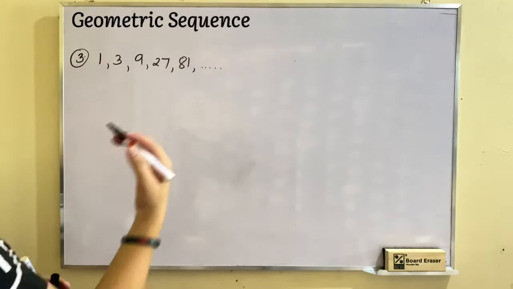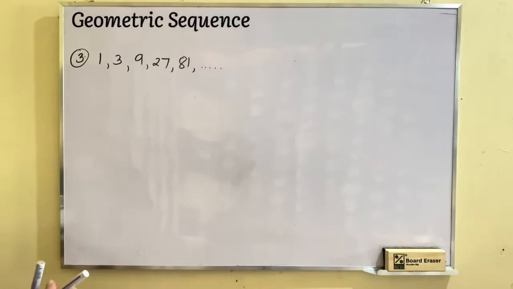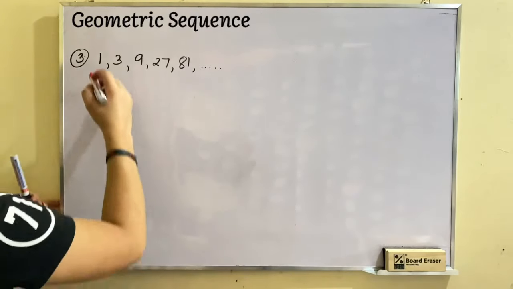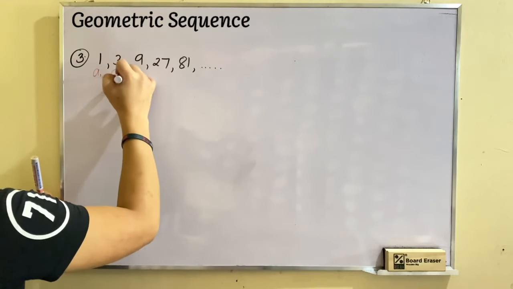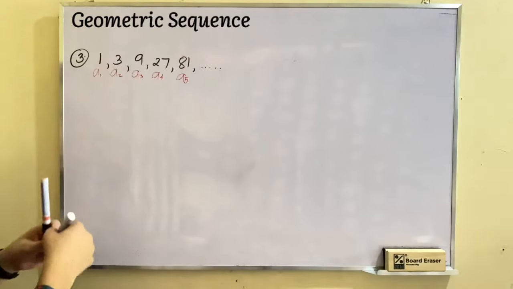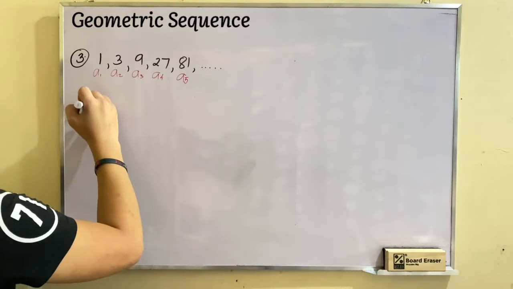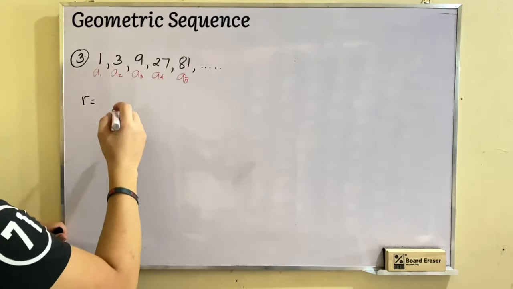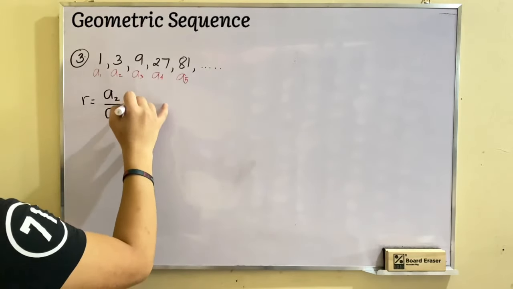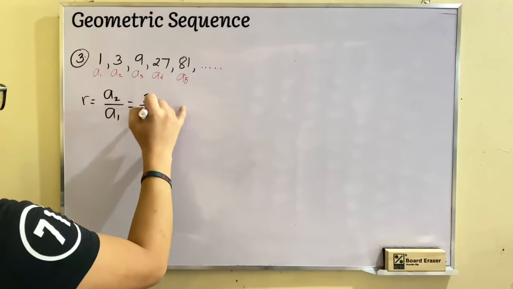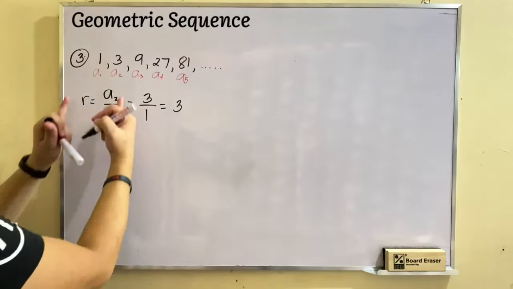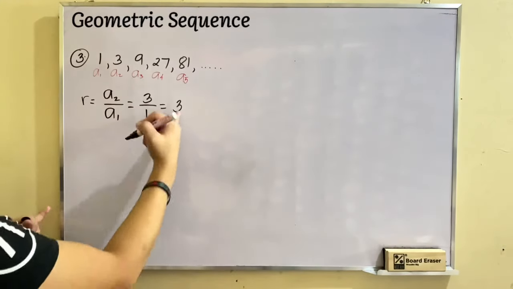Una muna, confirm natin kung siya ba ay geometric sequence. Paano? Tingnan natin kung meron siyang common ratio. So, meron tayong a sub 1, a sub 2, a sub 3, a sub 4, and a sub 5. Ang common ratio can be get using a sub 2 divided by a sub 1. A sub 2 is 3 divided by 1 equals 3. So, ang nakuha nating ratio between a sub 2 and a sub 1 is 3.